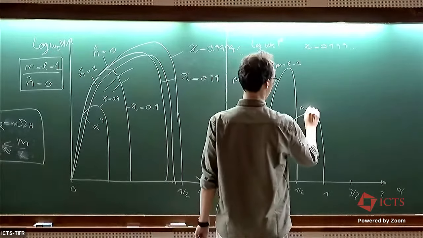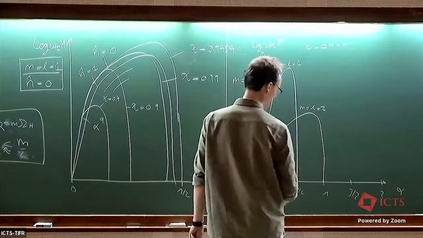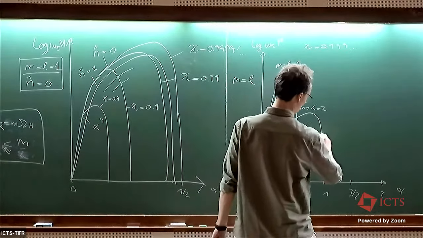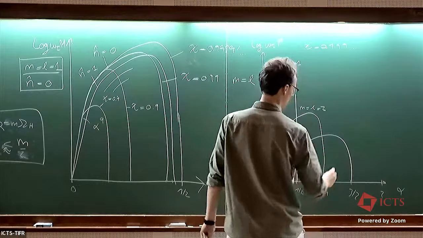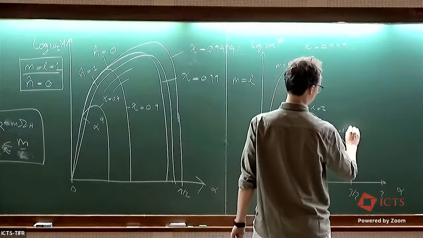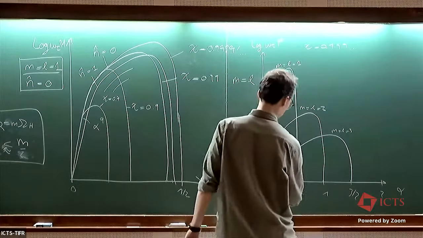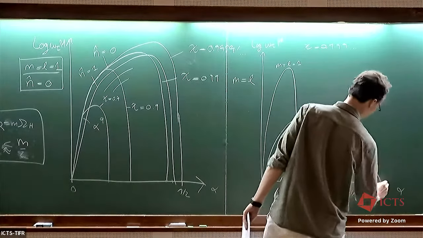So this is the m equals L equals 2. And then similarly, this is the m equals L equals 3. And so on and so forth.